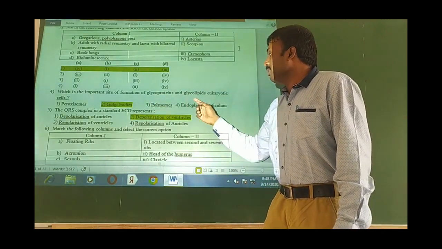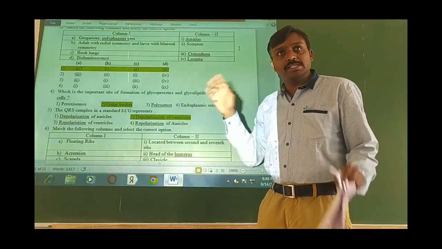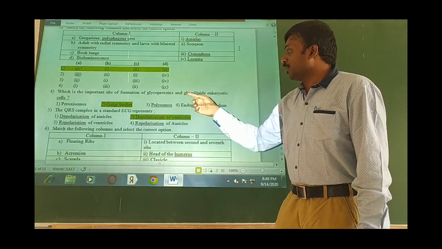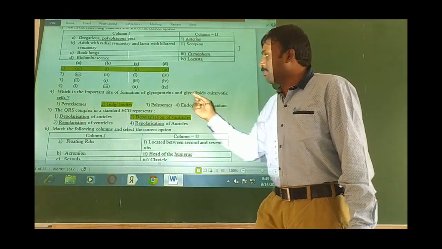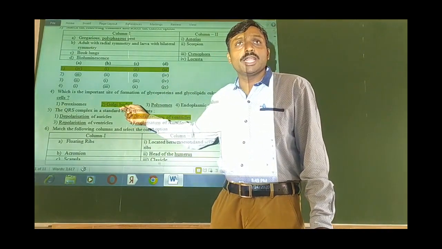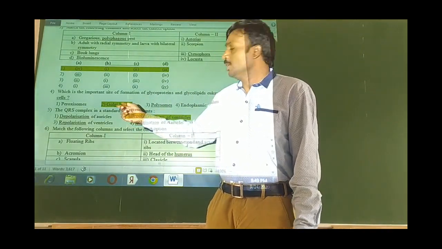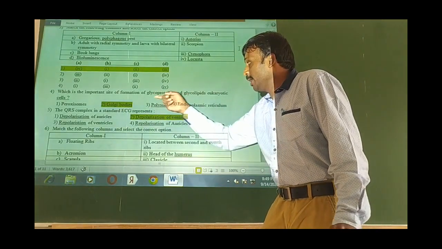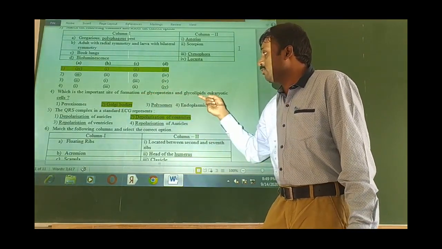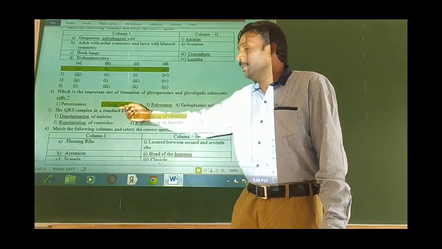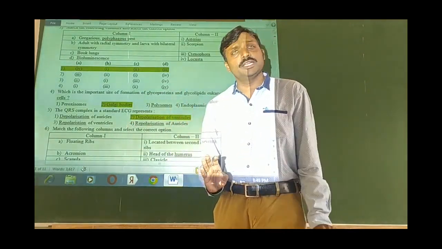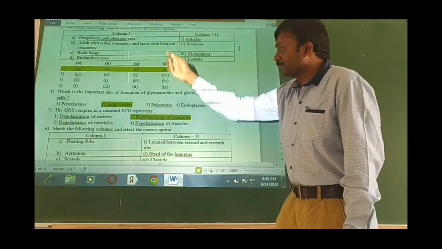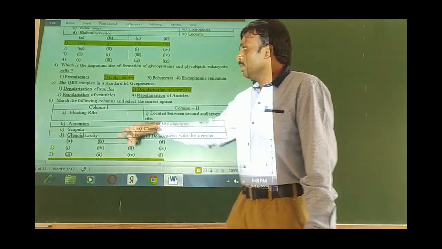So glycoproteins and glycolipids. Okay, there is a particularity. Glycoproteins and glycolipids are not synthesized by endoplasmic reticulum. They are synthesized by Golgi bodies or Golgi apparatus. Even this statement, the synthesis or formation of glycoproteins and glycolipids by Golgi bodies, is very clearly mentioned in our NCERT textbook.